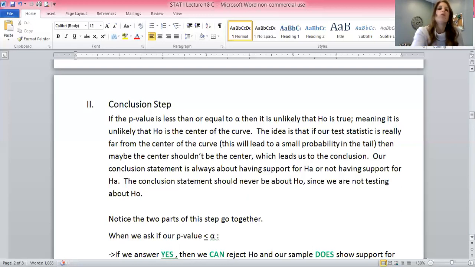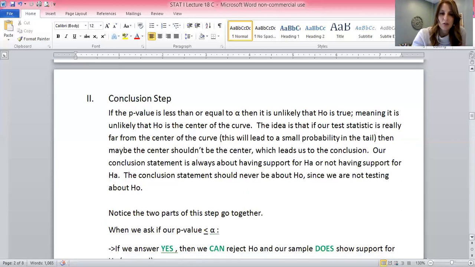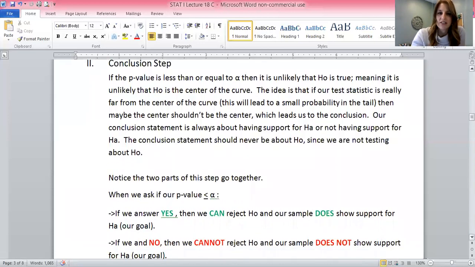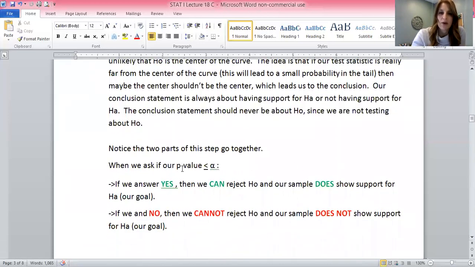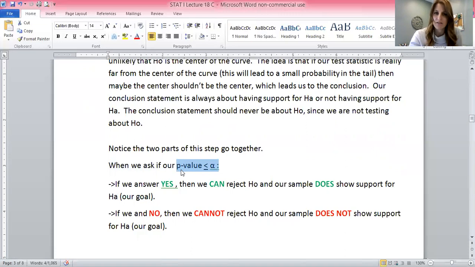Okay. So when you look at this step and it only has 2 parts, we're going to ask ourselves, is our p-value, our probability, less than our level of significance, or alpha? We have 2 ways of answering this, right? It's either a yes or no. You're always going to ask yourself this same question right here. You are never going to change this inequality. You're always going to say, is the p-value less than alpha? You're never going to flip that inequality around. It's always less than. So is my p-value less than alpha?